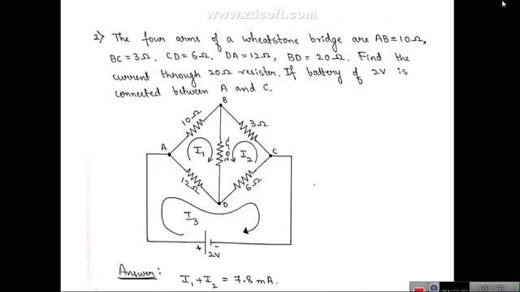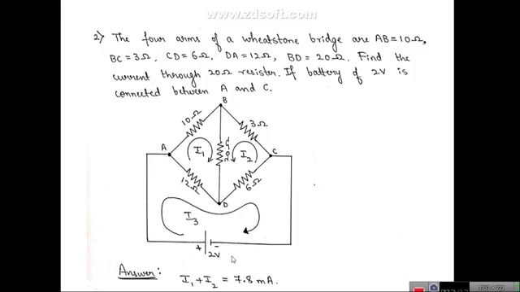This is another additional example. The four arms of a Wheatstone bridge are: AB, this branch, is 10 ohm, BC is 3 ohm, CD is 6 ohm, and DA is 12 ohm. Find the current through this 20 ohm resistor if a battery of 2 volts is connected between A and C.